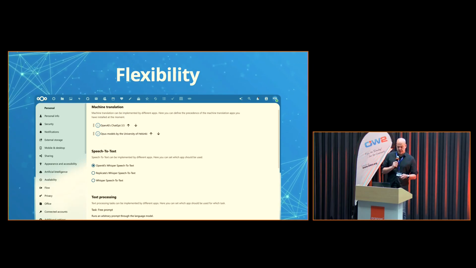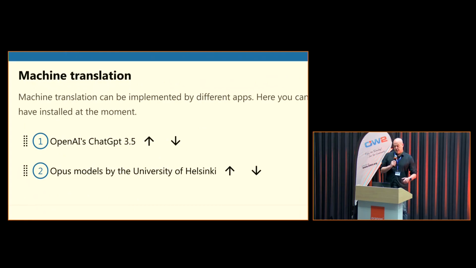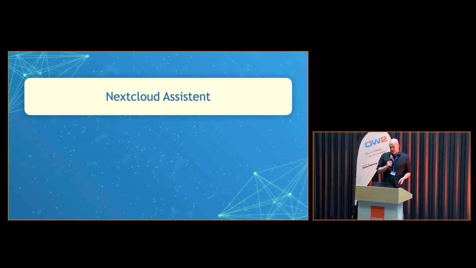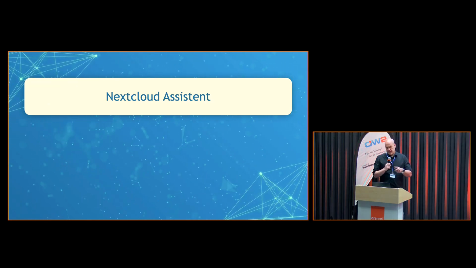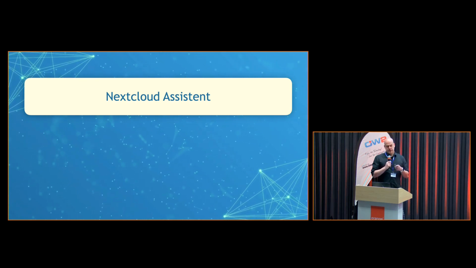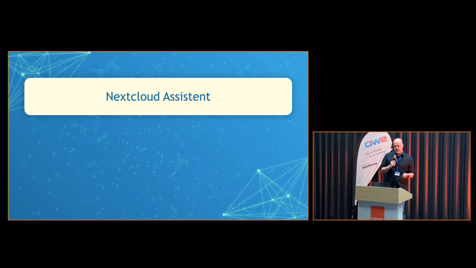So for example, these are the admin settings. If you look into the translation system, you can choose if you want to use the ChatGPT API for that, or a completely local model from the University of Helsinki. Or the next one, if you care about speech to text, if you want to dictate, again, you can choose if you want software as a service on the internet, or something completely local. So you always have these choices. The NextCloud Assistant basically has different backends, and you can choose which one you like. So we have different models that can be configured in the assistant.